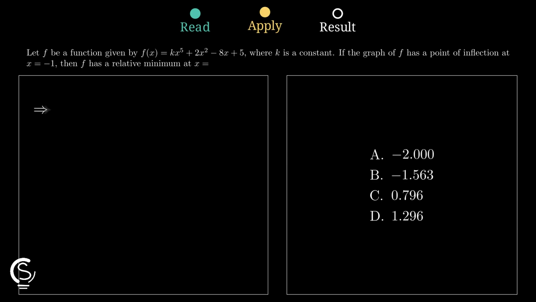Now that we have k, we can find the first derivative of our function. Set that derivative equal to 0 to locate all the critical points where a minimum might occur.